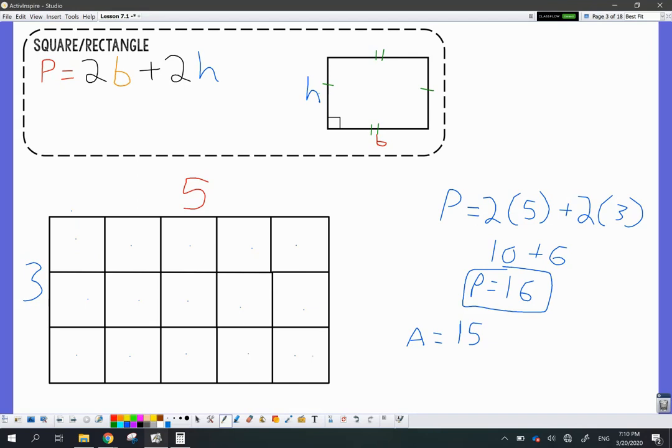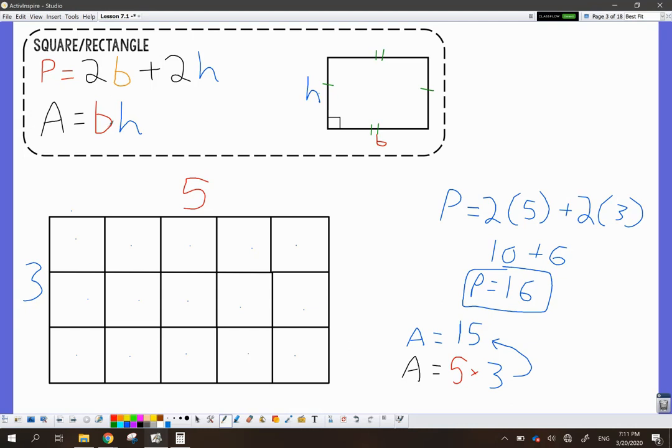And if you notice, our base is 5, our height is 3. Our area was 15. What can I do with 5 and 3 to get 15? The answer is multiply them, because area is also base times height, 5 times 3. And if I do that, then I get 15. So my formula for area of a rectangle is base times height.